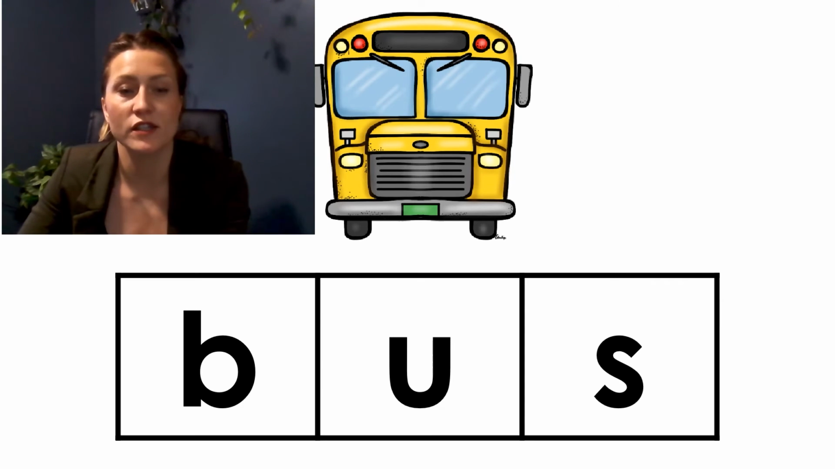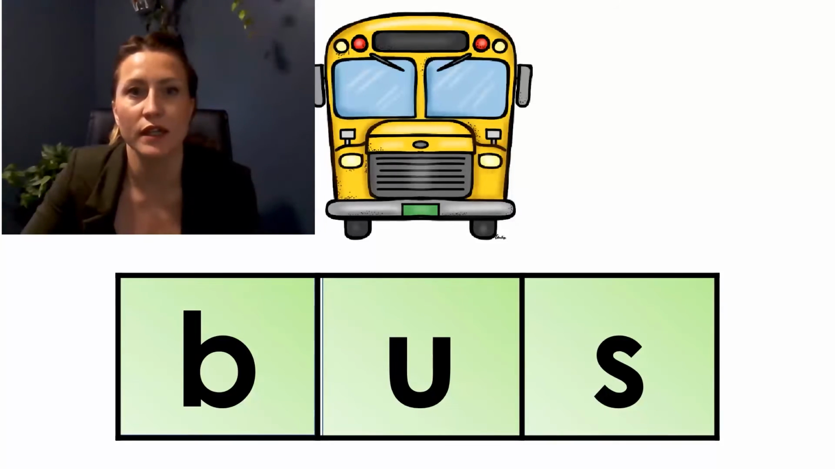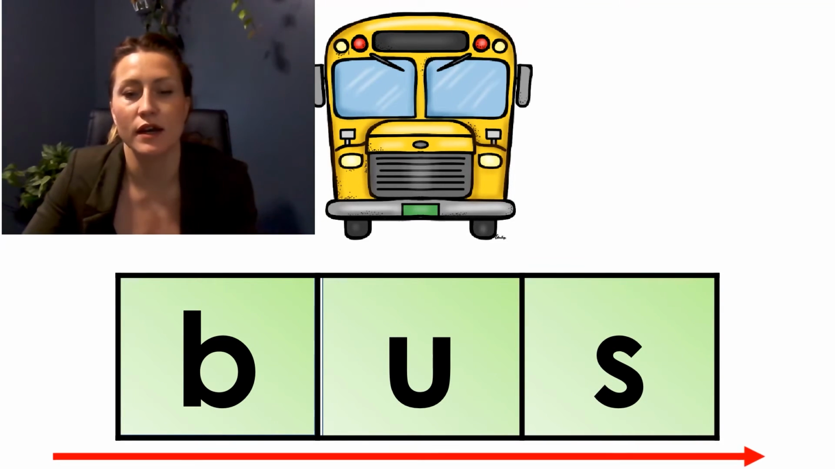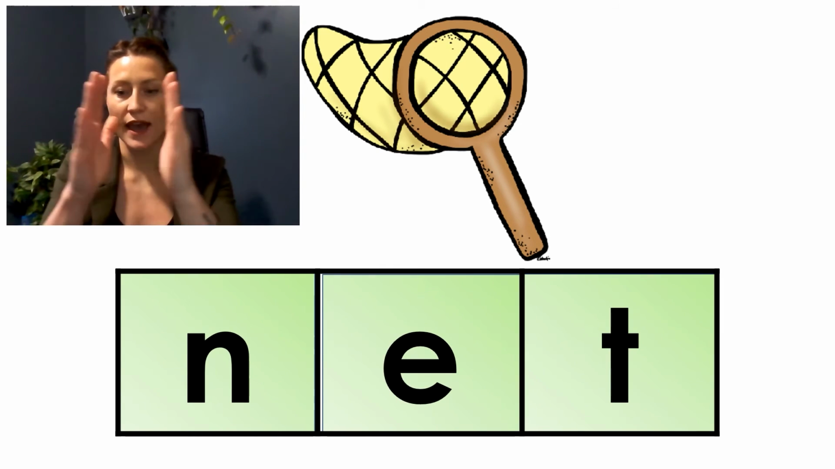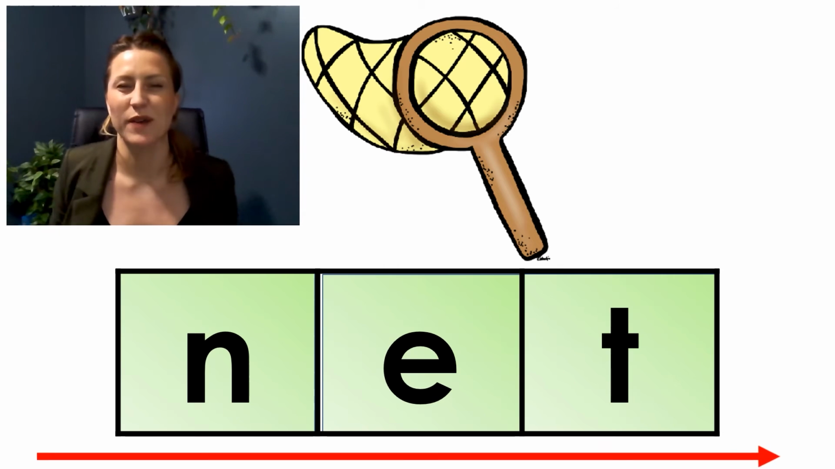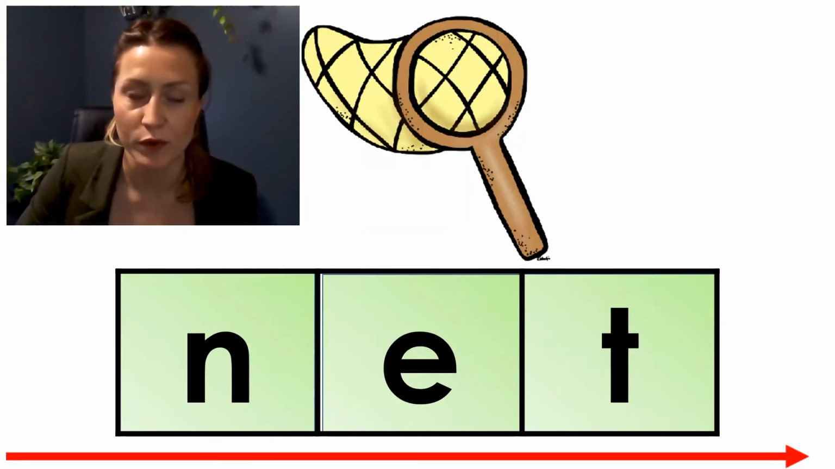Another place to start is sounding out familiar words, so words they already know, and segmenting each sound, b, u, s, and then blending them back together. Bus. N, e, t, and then you could use your hands here. Net. And we really want to exaggerate how long the sounds are in those words when we're blending.